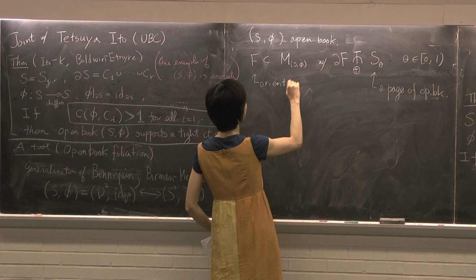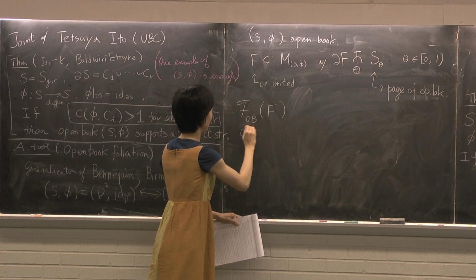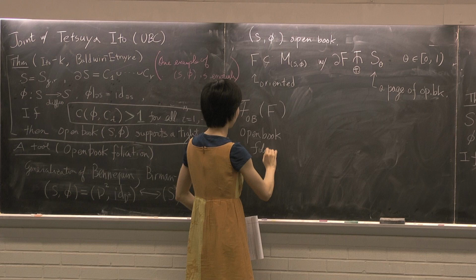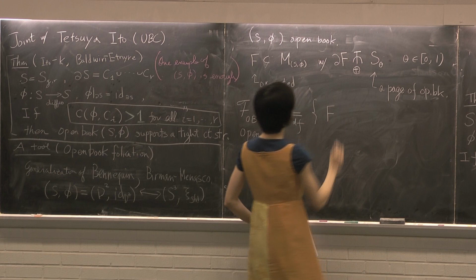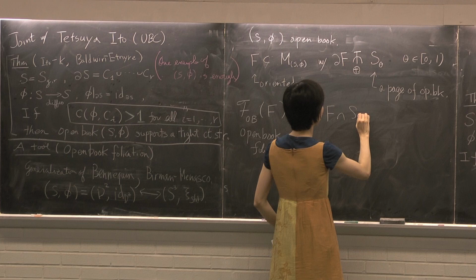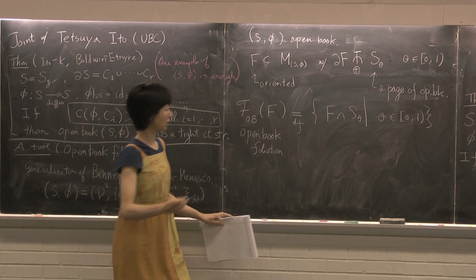Then the definition of the open book foliation on surface F. It's just a bunch of leaves, singular leaves, and regular leaves. So we consider surface F intersecting with each page theta. So this is clearly a singular foliation.